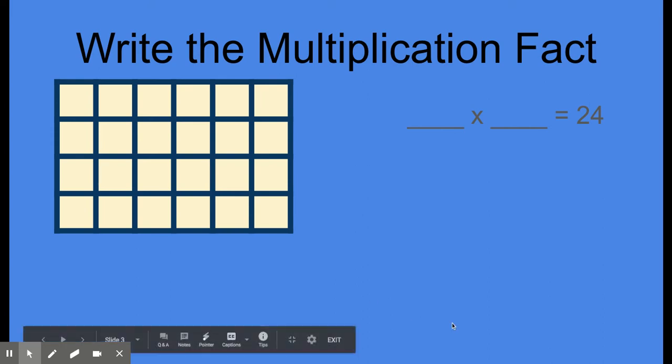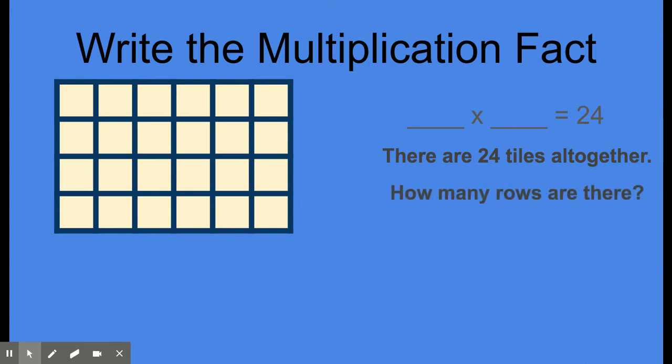The next one is we know we have 24 tiles altogether. It's written right here. That's the same as our area. So how many rows are there? 1, 2, 3, 4. Good. There are 4 rows. So we're looking for our missing multiplication number, which is 4 times what equals 24. So we're trying to find our unknown. If I know there are 4 on this side, now I need to know how many on this. Great. 4 times 6 equals 24.